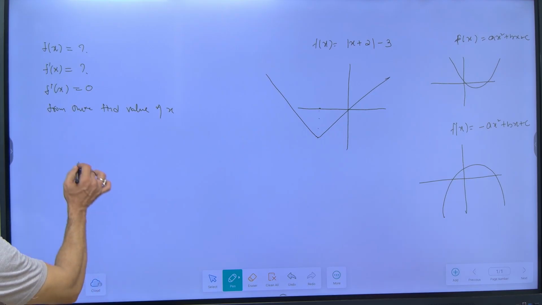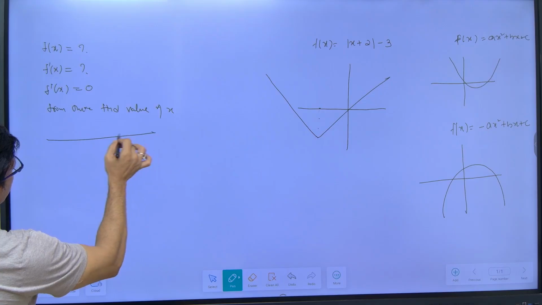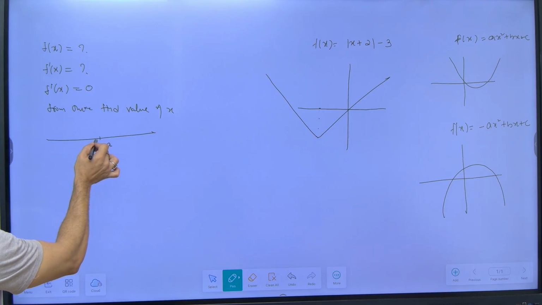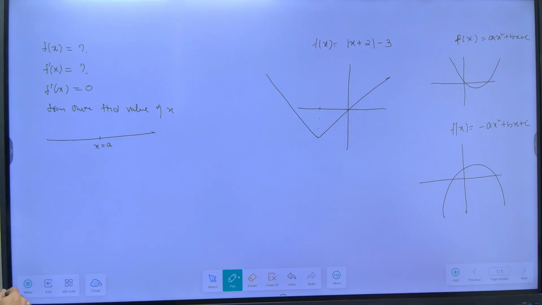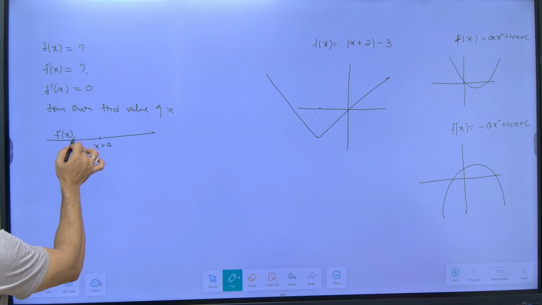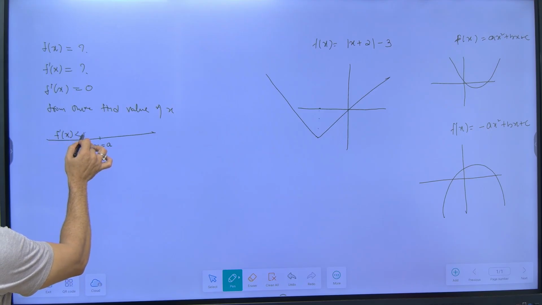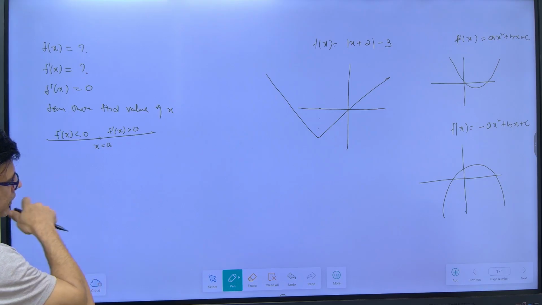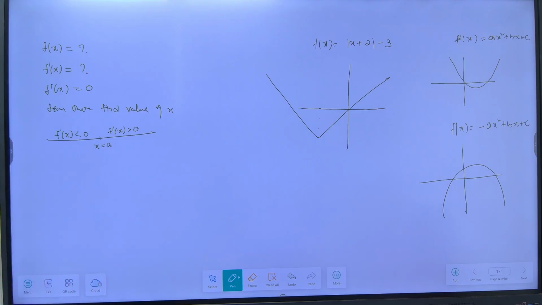Now there will be two cases. Put that value of x on the number line. Suppose the value of x is a. Take one value less than a. Suppose x is 3, so take any value less than 3. You can take 2, 1, 0. Put that in f dash x and check whether f dash x is greater than 0 or less than 0. Suppose f dash x is less than 0 here and f dash x is greater than 0 after, right? It will change.